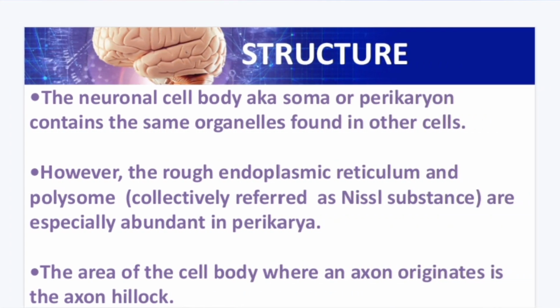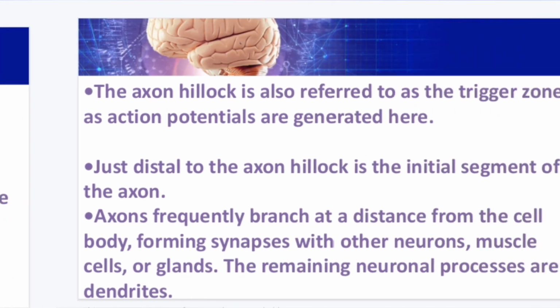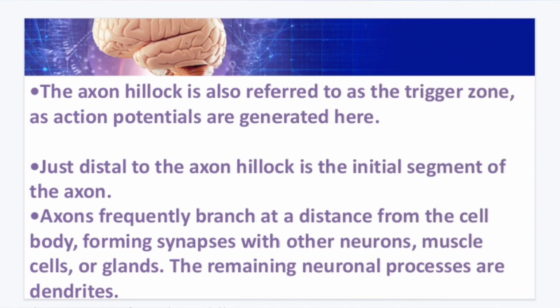So coming to the structure, the neuronal cell body, which is also known as soma or perikaryon or cytome, contains the same organelles found in other cells. So there is no need to explain that, you know everything about it. However, the rough endoplasmic reticulum and polysomes, you know what a polysome is, right? The polysome is a group of ribosomes present on an mRNA, and they are collectively referred to as Nissl substance or Nissl granules, which is abundantly found in this soma.